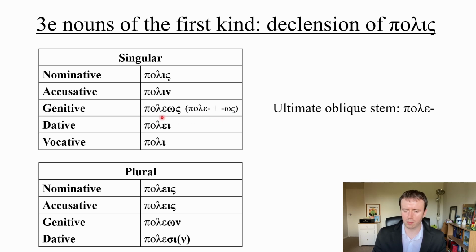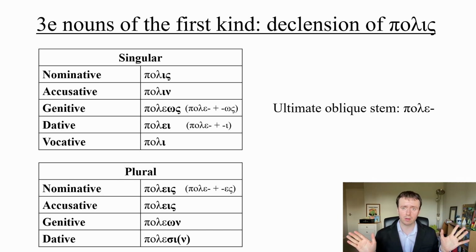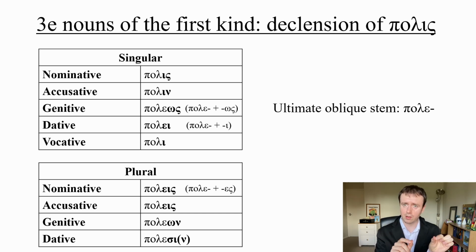In the final form, it's still there, poleos. So we need to remember that that epsilon stays there. In the dative singular, we've got pole plus I, which is totally expected, right? Iota is the usual dative singular ending for masculine or feminine third declension nouns, and we've got it added on to the oblique stem. In the nominative plural, we've got poles, which is actually pole plus s, and that is what we would expect to happen when you have an oblique stem that ends in epsilon ultimately, and you add the ending s, which is the standard nominative plural ending for masculine or feminine third declension nouns.